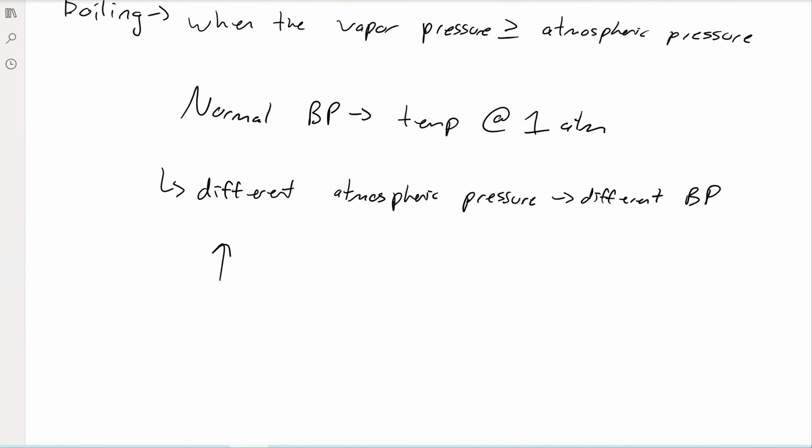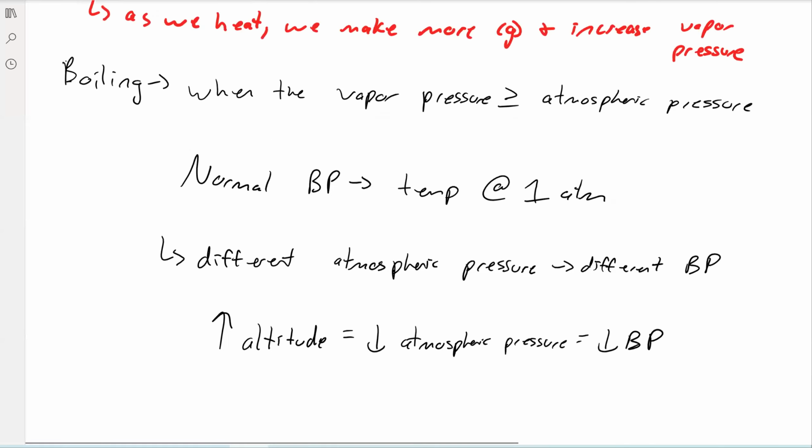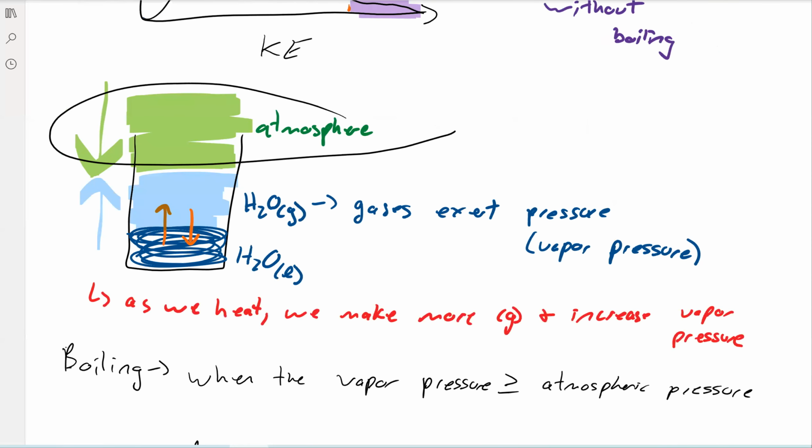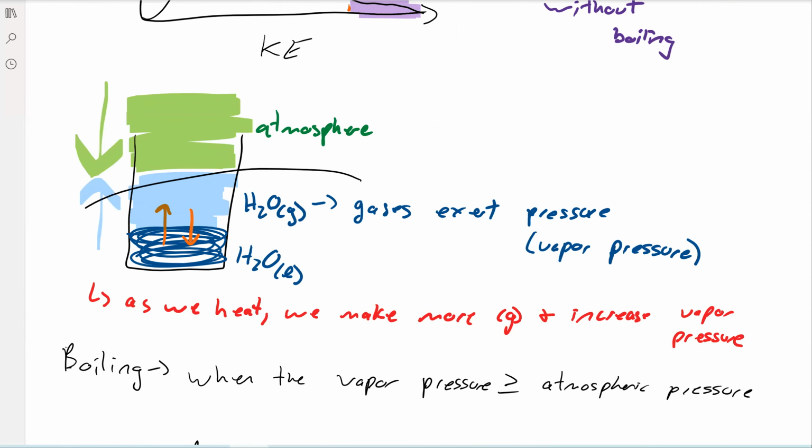And so as we increase in altitude, we actually decrease in atmospheric pressure, and thus we lower the boiling point. So say you're on top of a super high mountain, Mount Everest. That water is going to boil at less than 100 degrees Celsius. And that's because you have less atmospheric pressure, and so it's easier for the vapor pressure to beat it out.